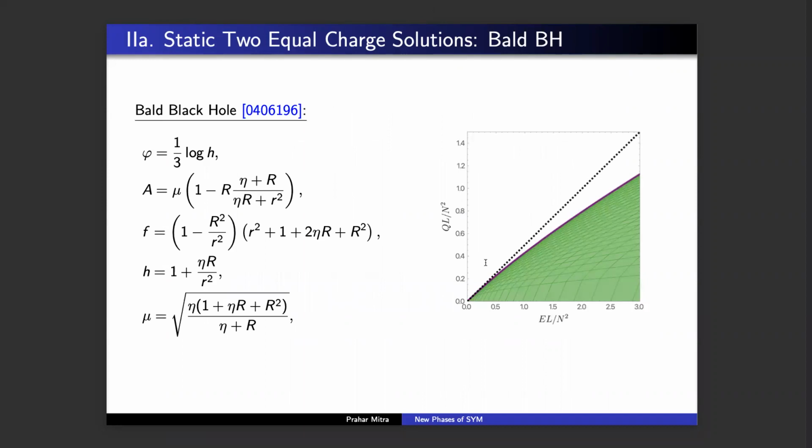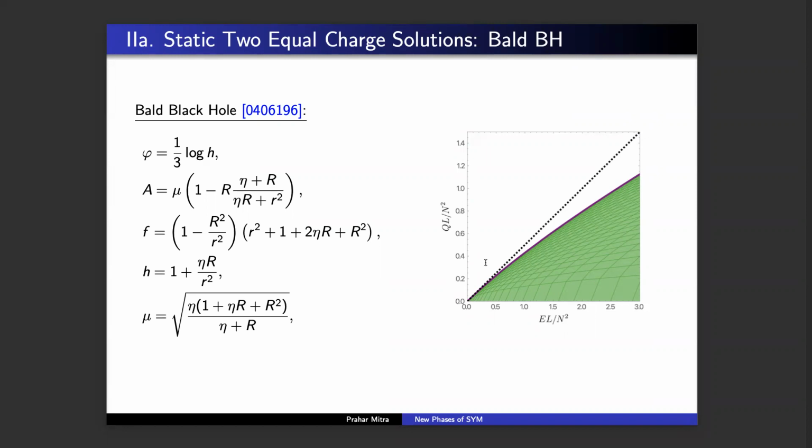Okay, so here are some results. Here's the phase diagram of the solutions that we have. Remember, we have parameterized by E and Q. This is E equal to 2Q, which is the BPS bound. So solutions can only exist on this side of the graph. The bald black hole that was previously known in this paper by Cvetic, Liu, and Pope exists in this region. The purple line here is the extremality bound. As you can see, it doesn't go all the way out to the SUSY limit.